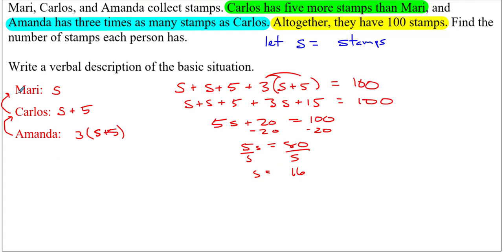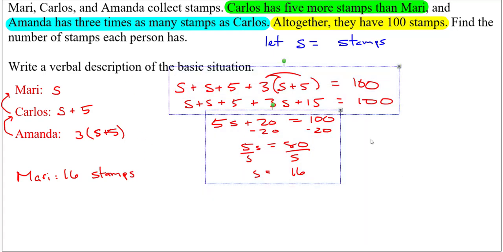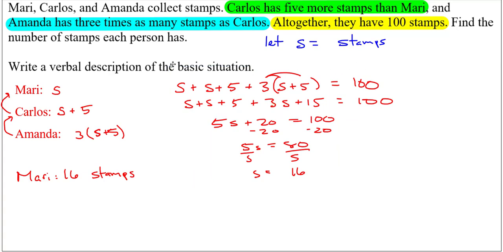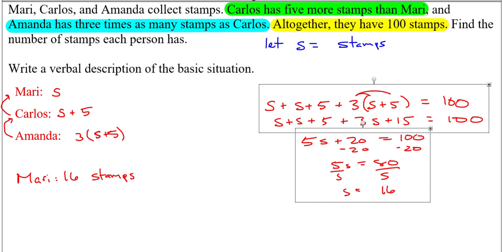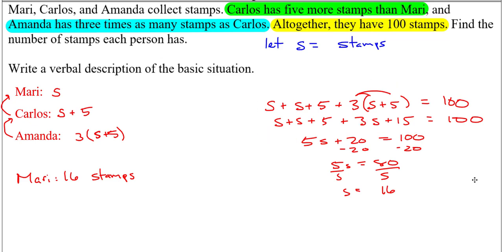So let's go ahead and start writing in our solutions. We know we found S, which is Marie. So Marie has 16 stamps. Okay, let me go ahead and move this over for us. Alright, I got that moved over for us.